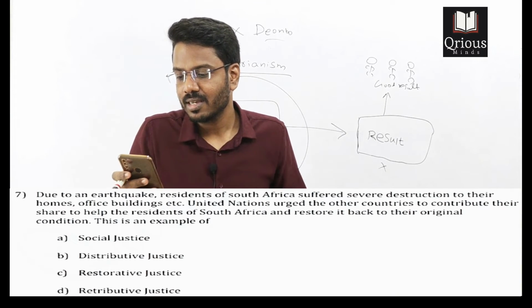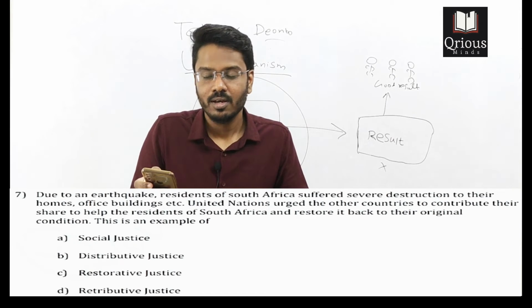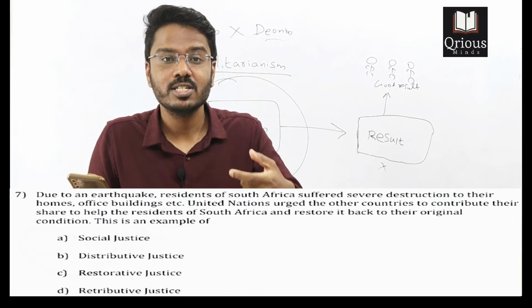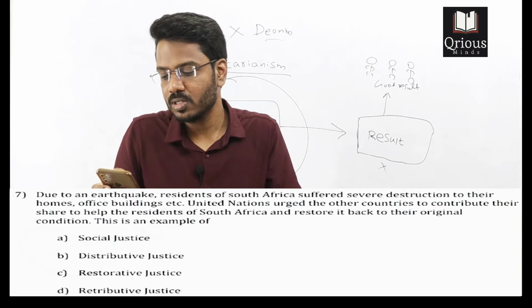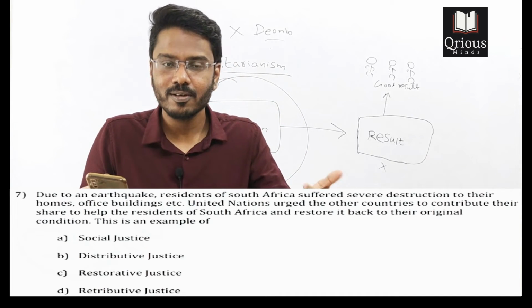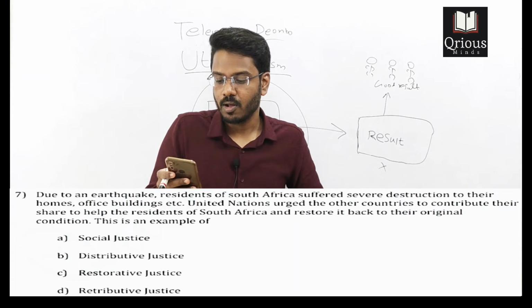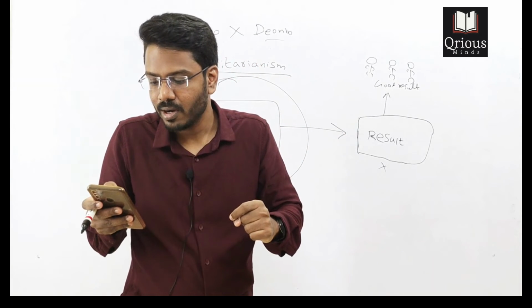So here the case scenario is an earthquake in South Africa, and United Nations urged the other countries to help them make good the loss. So option C, restorative justice, is the right answer. And let's move on to question number 8.